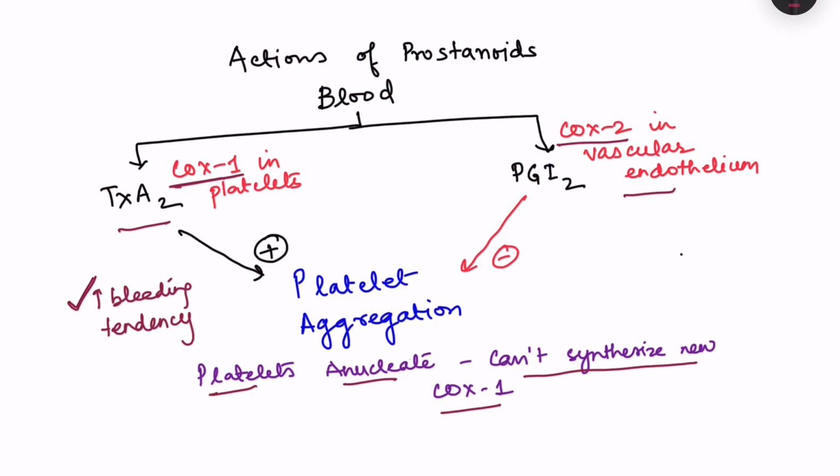However, with selective COX-2 inhibition, this remains intact. So effect on platelet aggregation remains intact. But inhibition of platelet aggregation doesn't work. So there is increased risk of thrombosis with selective COX-2 inhibitors. That in detail we are going to see later, right?